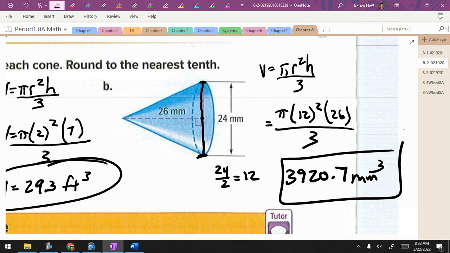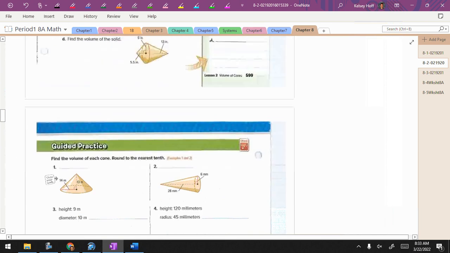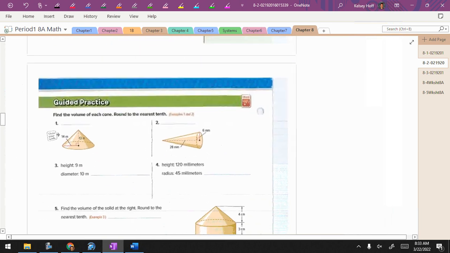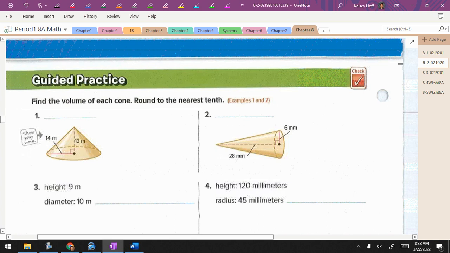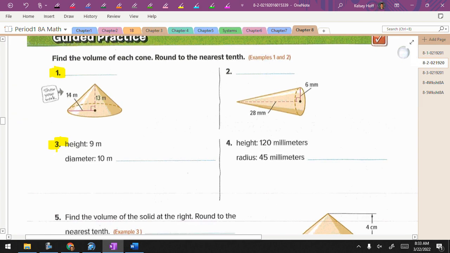Okay. All right. Flip. You're ready? Got this. Page 600. On your own, I want you to do number 1 and 3. And then we'll go over it together.